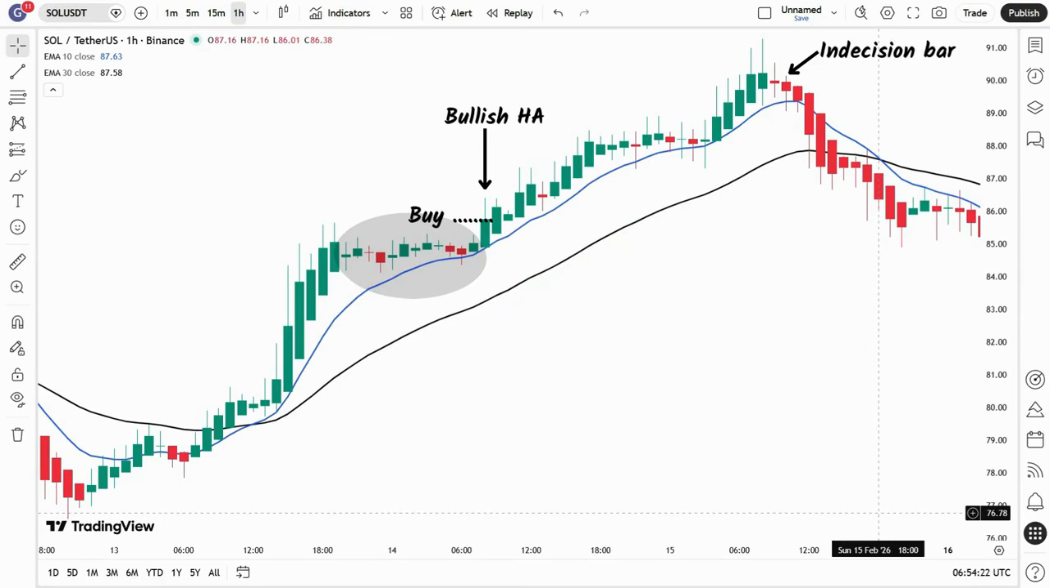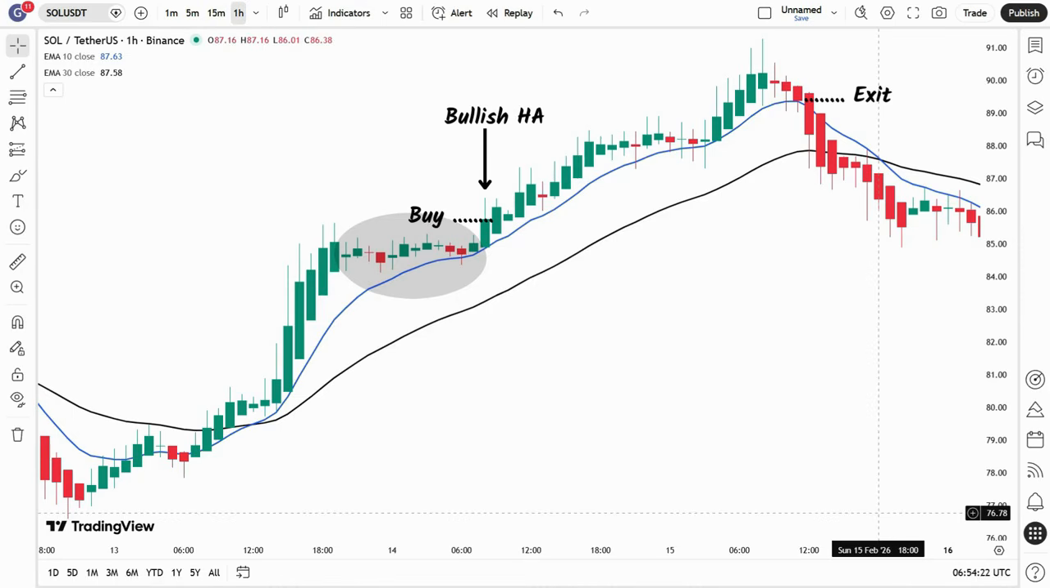The price then moved higher. Then, an indecision Heiken Ashi bar formed. But as soon as the next bar after that indecision bar formed a bearish Heiken Ashi bar, that was our exit signal. Exit the trade at that bar's close. Luckily, the price later went down further.